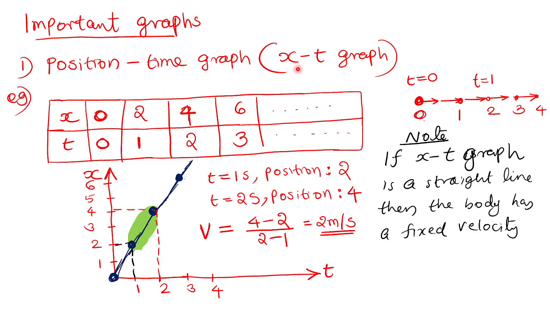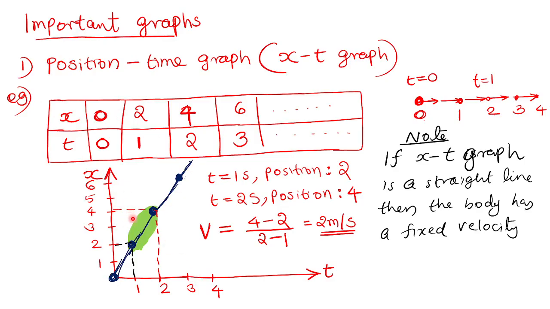In the previous class, I explained the position time graph. This is very important. The XT graph we studied: the time and position will be given for a body moving along a line, and based on that we have to draw a graph, position versus time. I don't want to explain again; we studied it already.